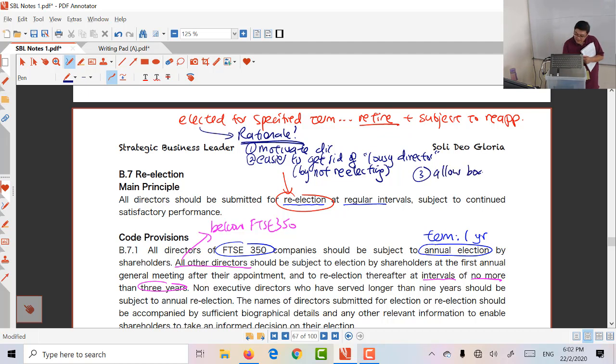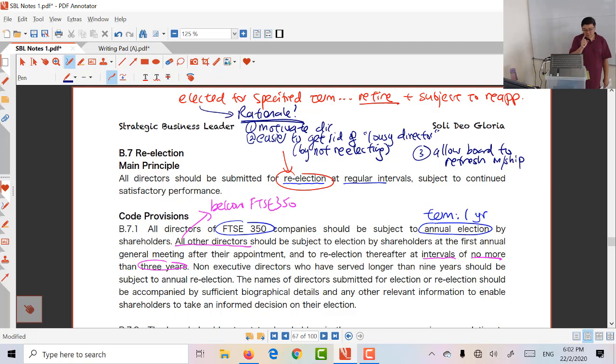Number three, this allows the board to refresh the membership. Whatever we are doing now allows us to refresh the membership because it's easier for us to bring in new directors. That is what we practice. One last thing is this. If you want to re-elect a director, how do you help the shareholder to make the choice? How do you know that this guy is deserving, is worthy to be re-elected? How do you help shareholders to decide?